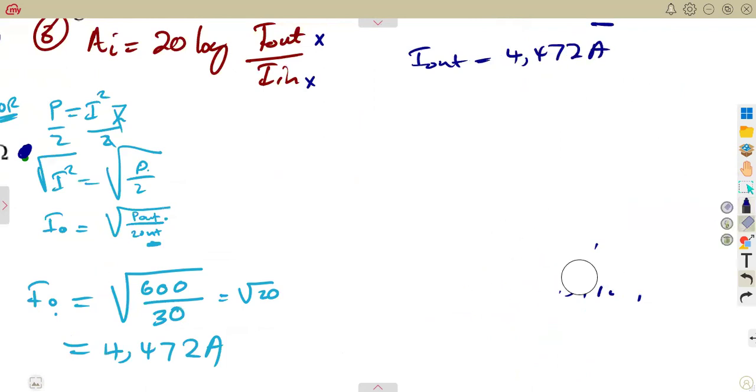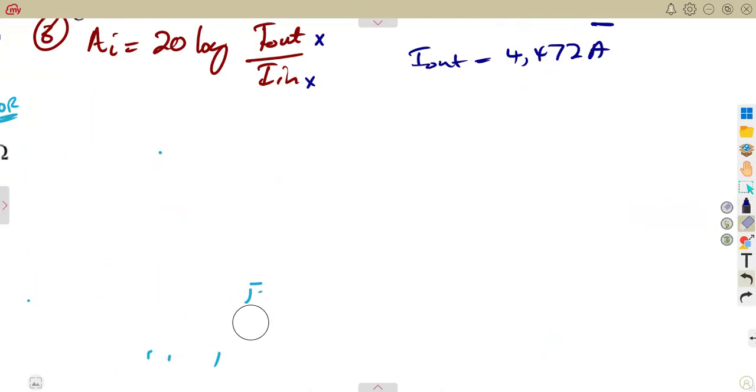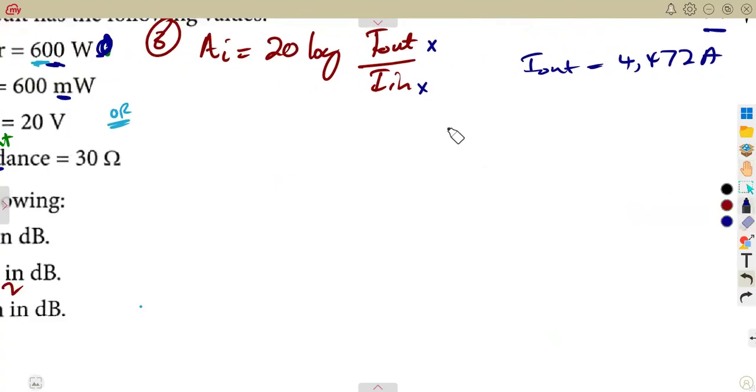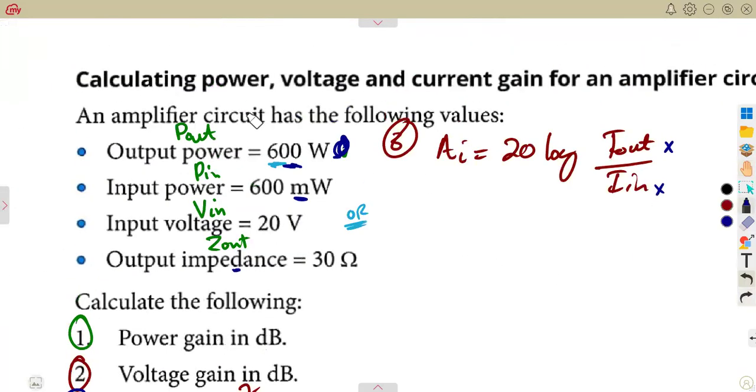All right. So let's see, how can we calculate the input? Because as we can see in these calculations, we do not have the input power and the input current here. So we have to consider what we have at the input. At the input, there is input power, there is input voltage. So you can take advantage of that. In this case, we're going to calculate the input current.